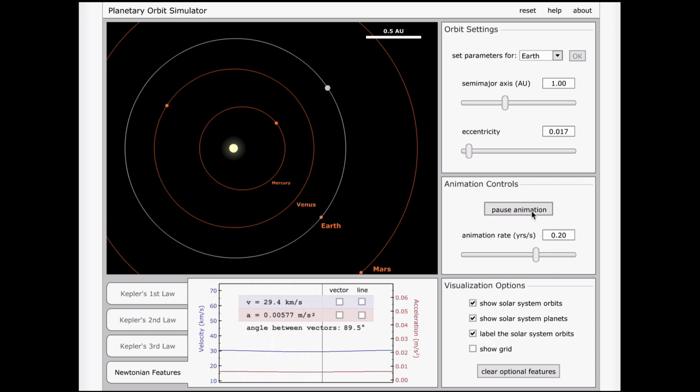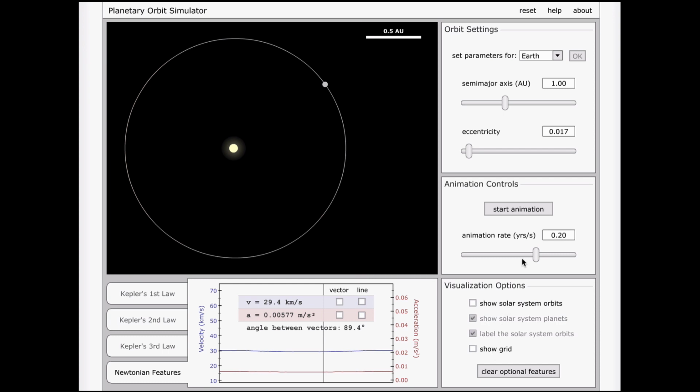Okay, I'm going to pause that, and we're going to switch a couple of things off, turn off all the other orbits, and we're going to pretend we're going to Earth. But then we're going to simplify things. We're going to make the eccentricity zero, and I'm going to play it again.